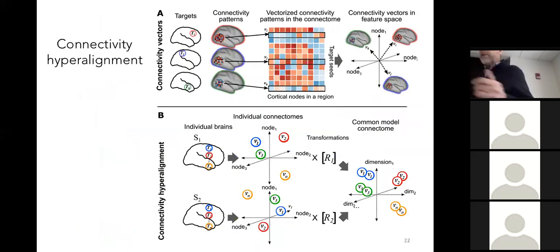Now, connectivity hyperalignment works the same way. In connectivity hyperalignment, we have vectors corresponding to the patterns of connectivity in the cortical area to different targets elsewhere in the brain. And so this is just another way of showing 4 connectivity pattern vectors in subject 1, and 4 connectivity pattern vectors to the same targets in subject 2.